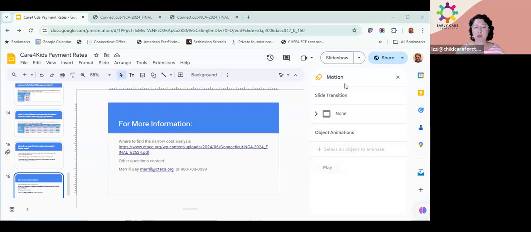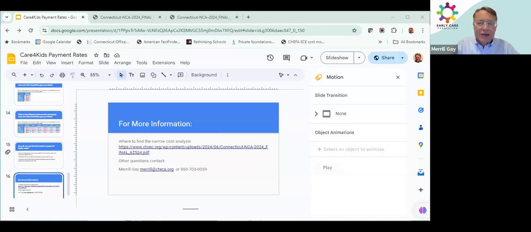John is asking, the numbers are per hour. Is that correct? Let me go back to the select. The $151, that's per week. The hourly rate that providers, the cost model uses an hourly rate.